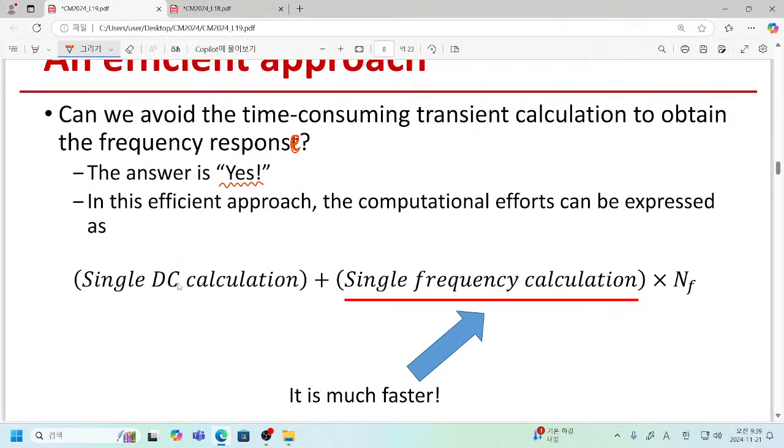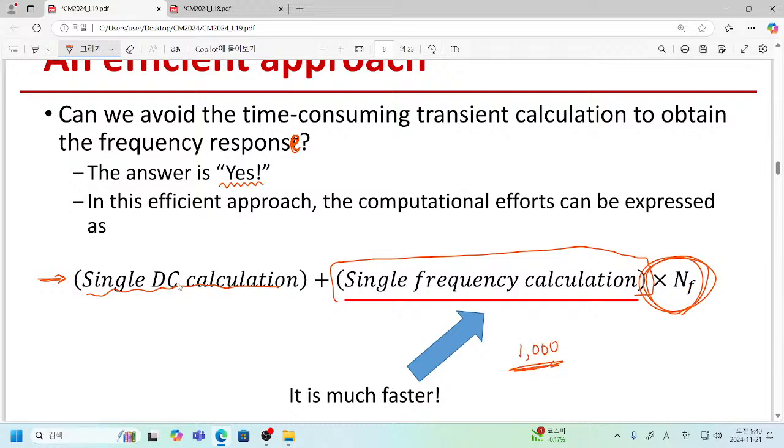So now in this efficient approach, this is the computational burden. Single DC calculation, this is the same as before, and a factor of the number of frequencies, this is the same as before, but the real breakthrough comes from this part. In order to calculate the Y parameter at a given frequency, it can be done much faster. Previously, please remember that we needed around 1000 solutions to calculate a single frequency response, but in this new approach, it is just a one-shot calculation.